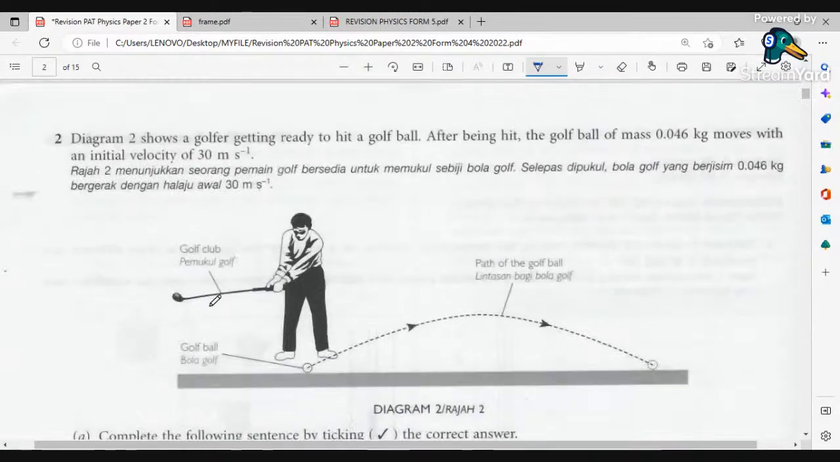Okay, number 2. Diagram 2 shows a golfer getting ready to hit a golf ball. After being hit, the golf ball of 0.046 kilogram moved with an initial velocity of 30.